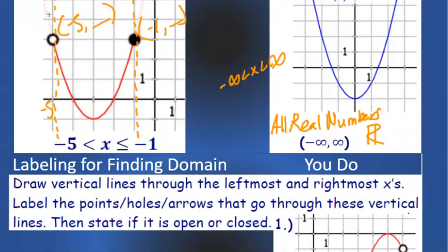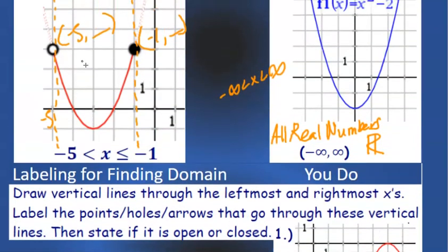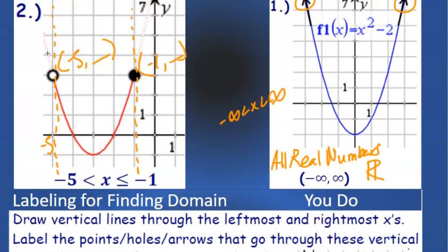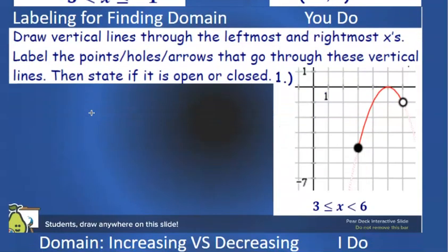Alright, so you go ahead and do this one. Draw on this slide. Draw vertical lines through the leftmost and rightmost x's. Label the points, holes, or arrows that go through these vertical lines. Then state if it's open or closed. So it gives you the solution here. You just need to show the steps on how you got there. It's similar to this example right here. Draw your vertical lines, label your points, and then say if it's a hole, open, or a closed point.